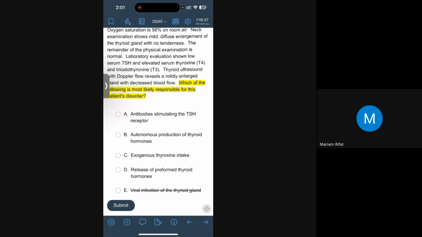So what is the diagnosis here? Postpartum thyroiditis. And the answer is release of preformed thyroid hormones. Okay, release of preformed thyroid hormones.